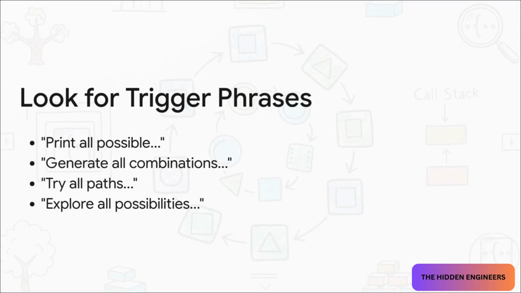Well, you've got to look for the trigger words. Listen for phrases like print all possible something, or generate all combinations, or try all paths. Anytime they use the word all, it's a huge red flag. It tells you that there isn't just one right answer. You have to explore that entire decision tree to find every single valid result. That's when you know it's time for our pattern.